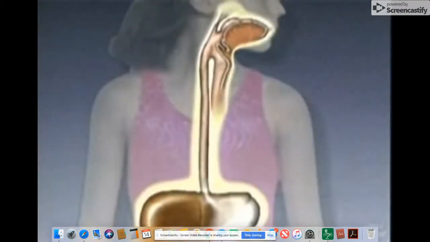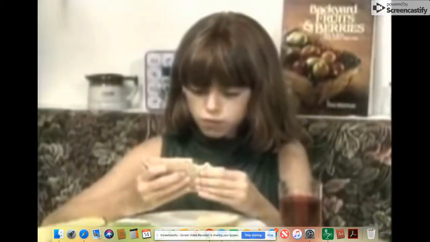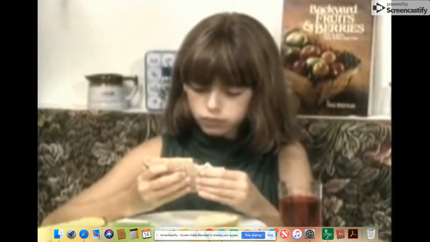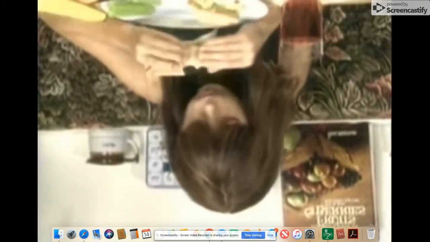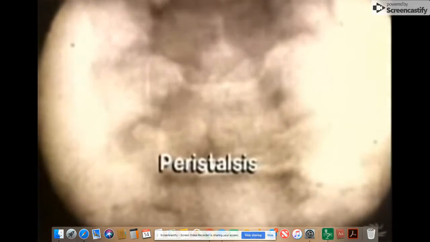The journey of food through the esophagus is a short one, lasting only several seconds. But food doesn't just fall down the esophagus. In fact, even if we chose to eat and swallow upside down, food would still quickly make its way up to the stomach. The reason is that food is propelled through the esophagus, as well as the other parts of the digestive tract, by a series of muscular contractions called peristalsis.